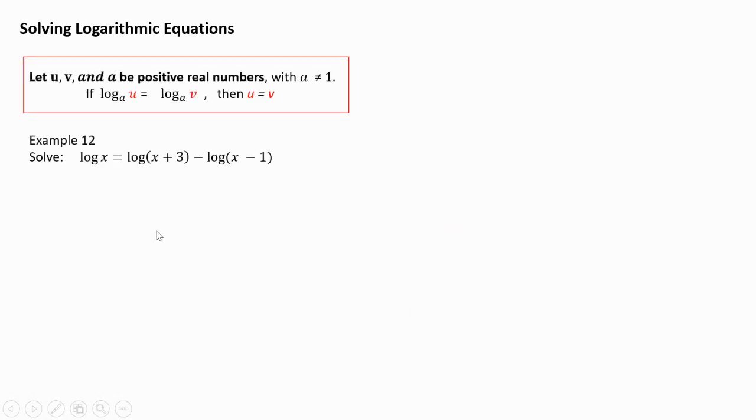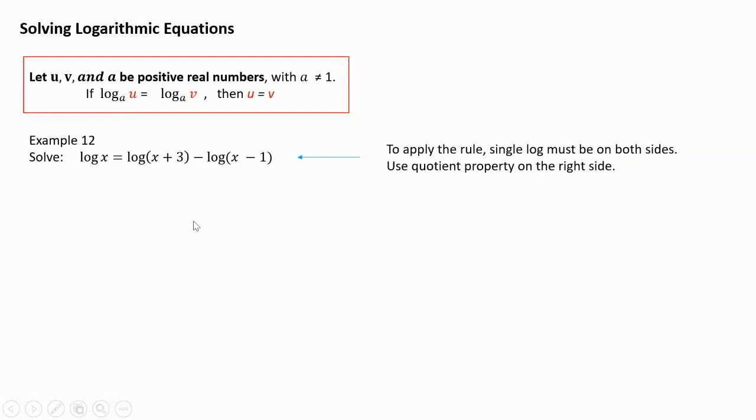Again, we're applying the same rule. Now, we have the same thing, but instead of multiplication, here it's a minus, so that means it's going to be division by using the quotient property.